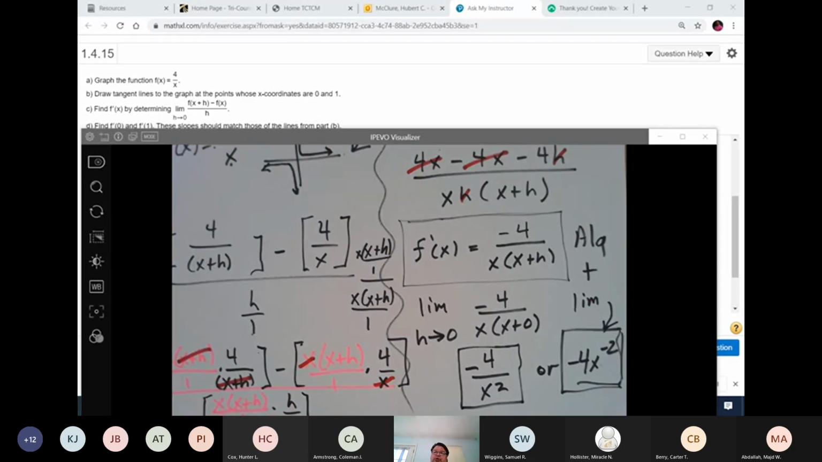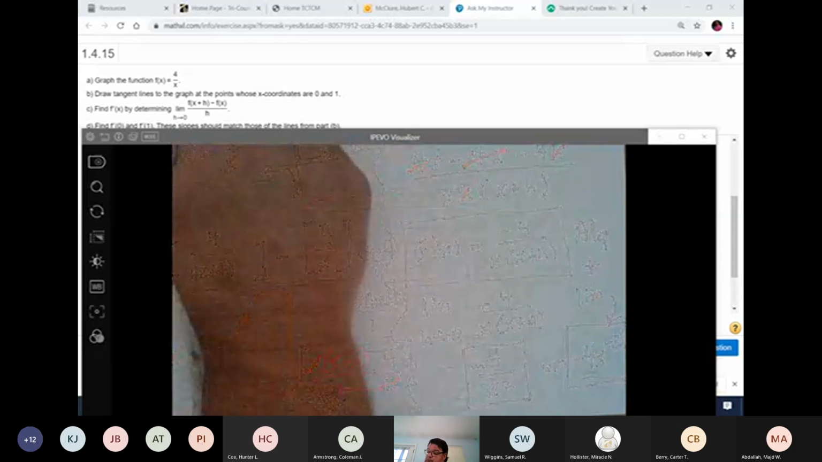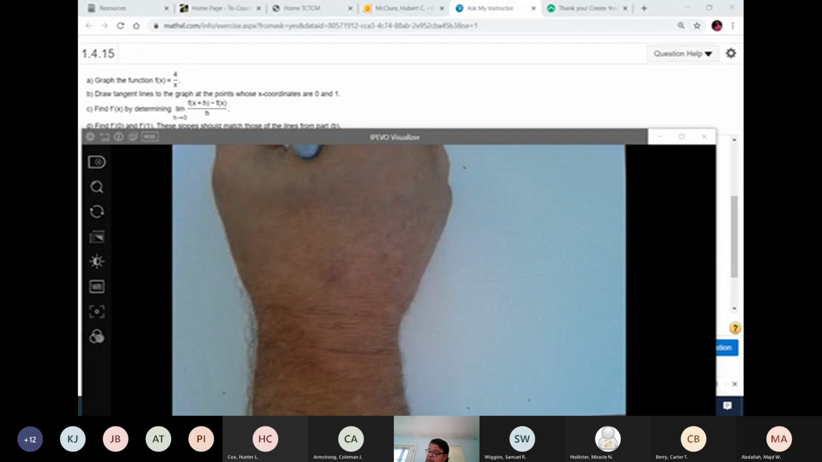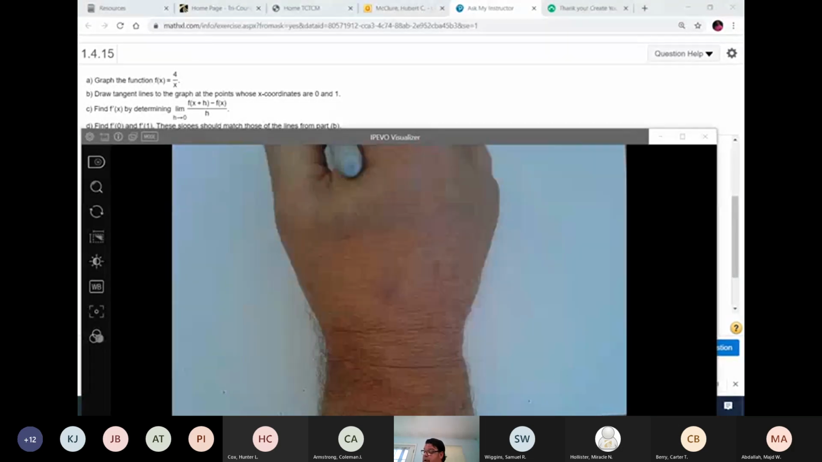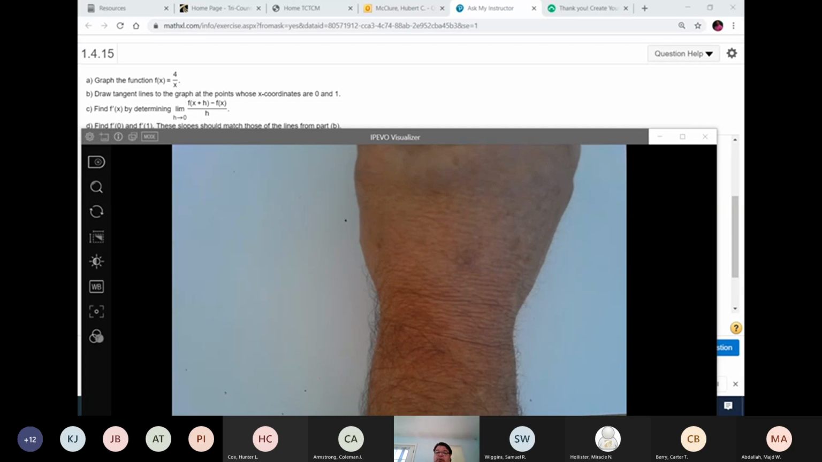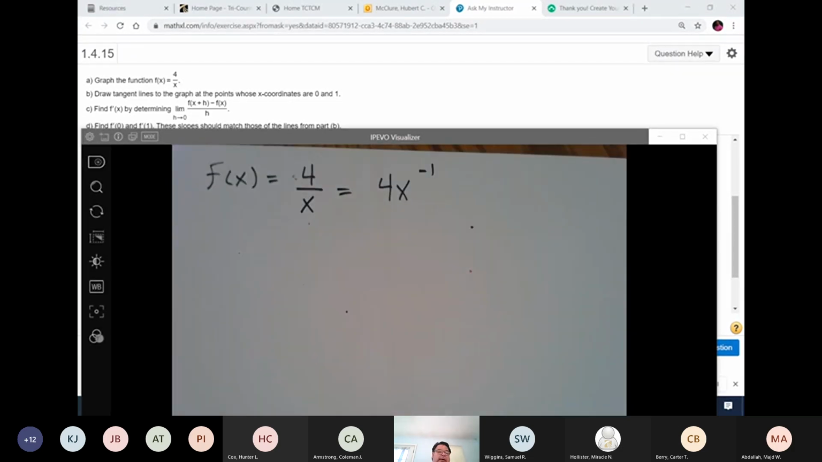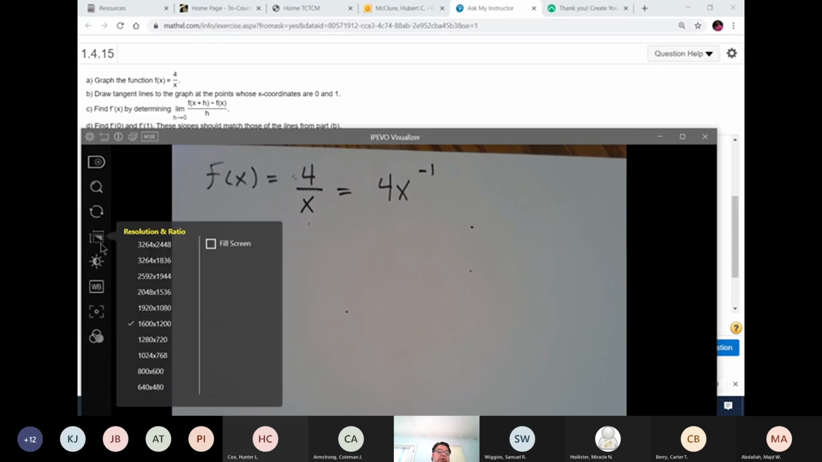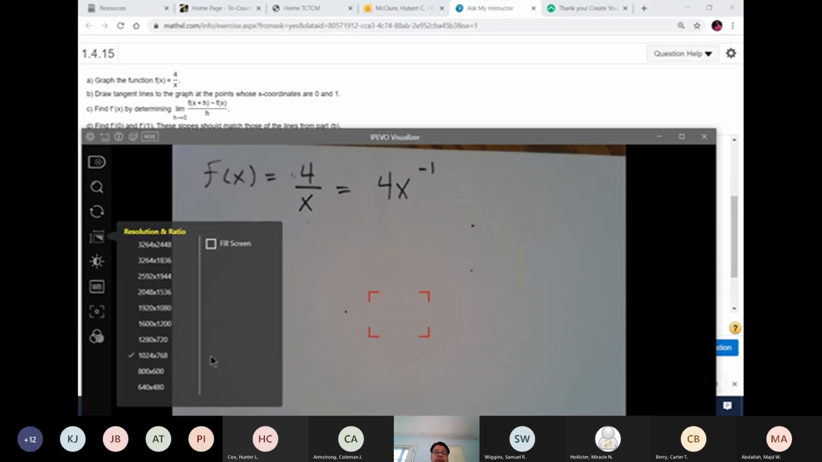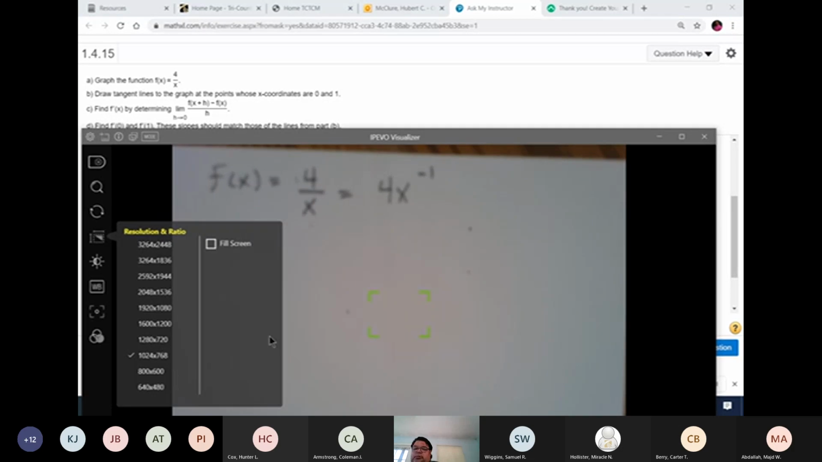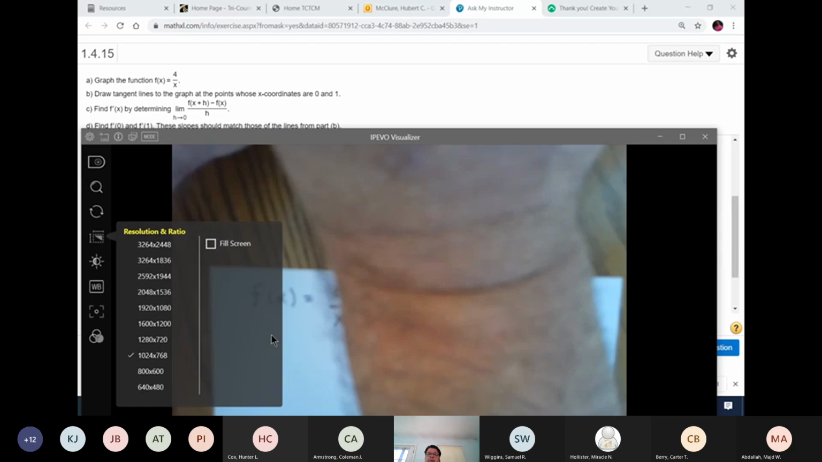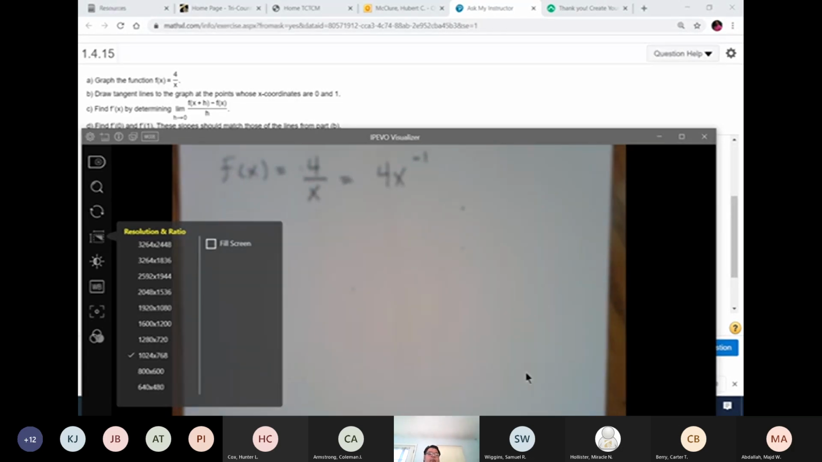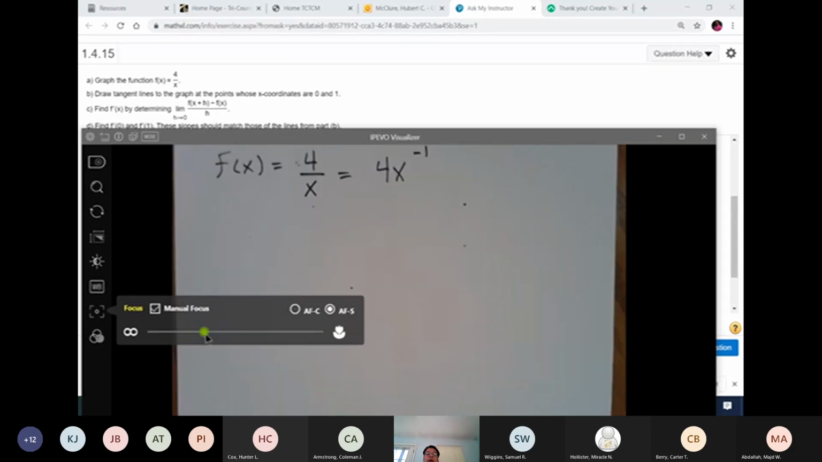Now let's apply what we learned Tuesday. Let's go back to our question. F of x is equal to 4 over x, sorry. Which is 4x to the what?